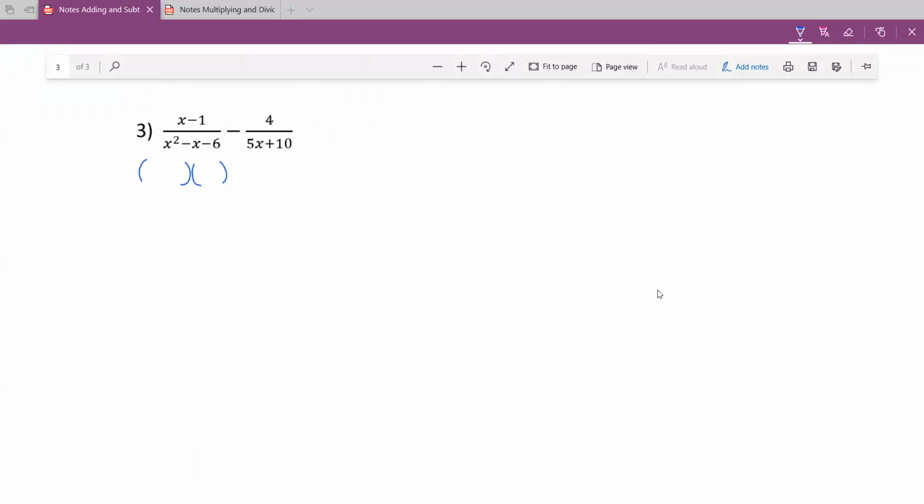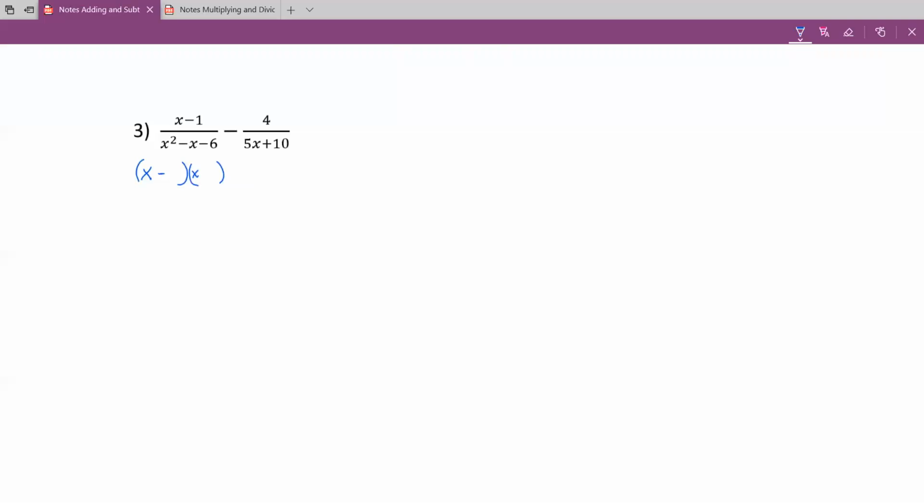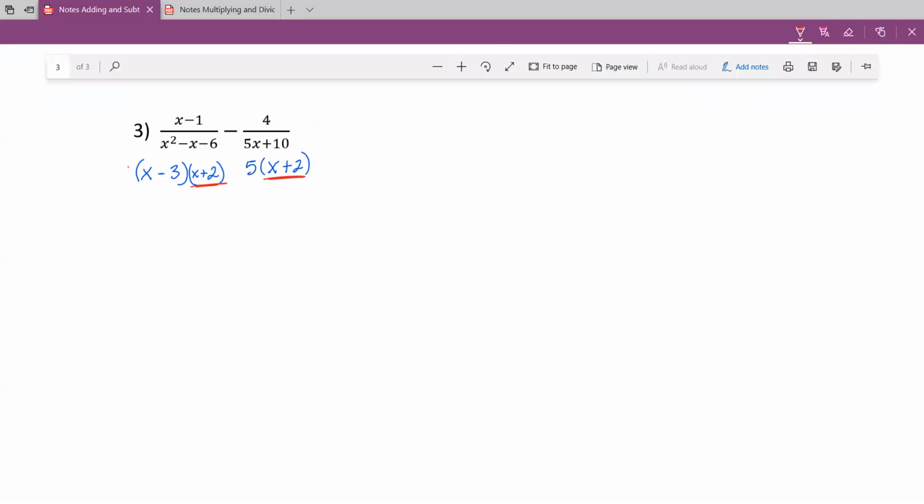Again, factor top and bottom. Two things that multiply to negative 6 but add to negative 1. How about a negative 3 and a positive 2? And over here, 5x plus 10, I can pull a 5 out of that, and that gives me an x plus 2. Now notice, they both have an x plus 2, so I don't have to do anything with that. But the first one's missing a 5, so let's multiply top and bottom by 5. And the second one is missing the x minus 3, so let's multiply top and bottom by x minus 3.